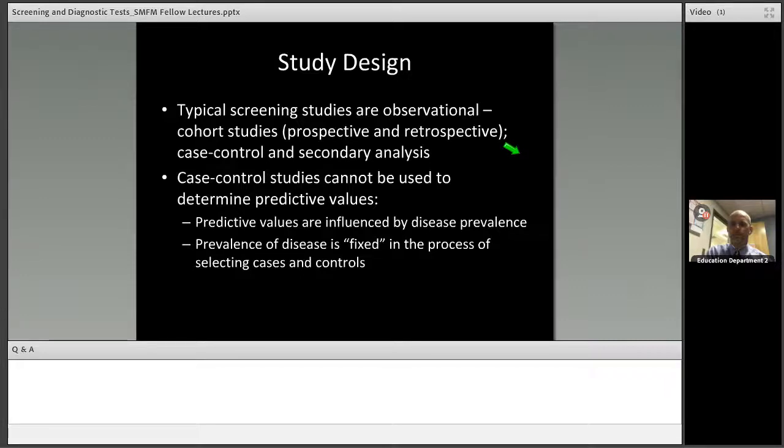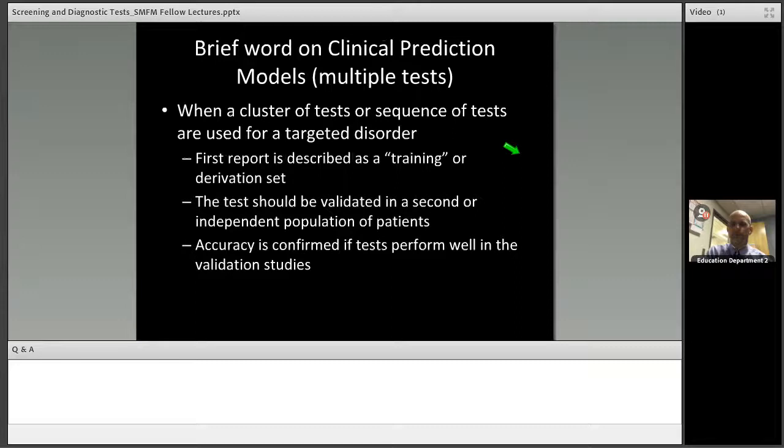The reason for that is that we know the predictive values are influenced by disease prevalence, as we've mentioned already. And we also know that the prevalence of the disease in a case control study is fixed in the process of selecting cases and controls. No matter how many controls you match to the number of cases, you've already fixed the number of cases. So sometimes that creates an error: if you try to calculate your positive or negative predictive values, you won't get accurate results.